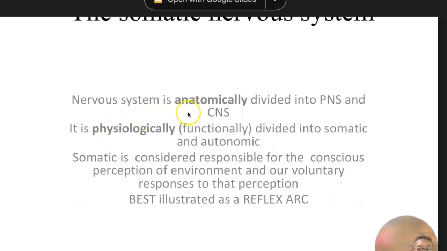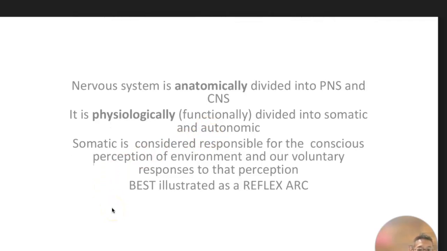So the nervous system is anatomically divided into PNS and CNS. You guys remember? PNS is peripheral nervous system and central nervous system. Physiology, it's divided into somatic and autonomic. Somatic is voluntary, and autonomic, like your organs or whatever, is involuntary. So one of the things we're going to talk about is called the reflex arc.